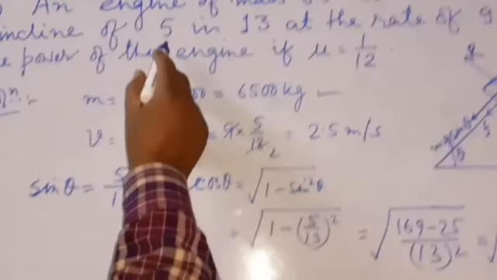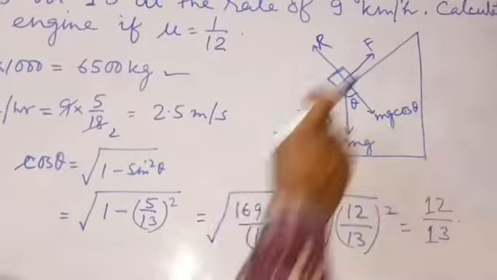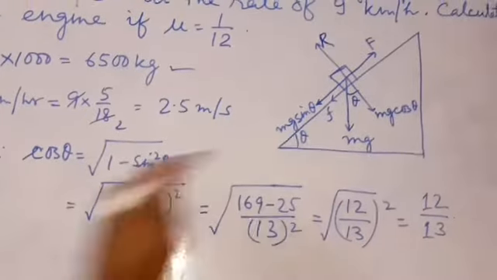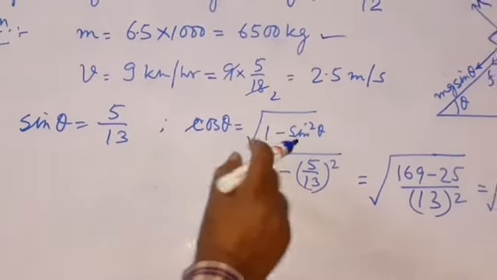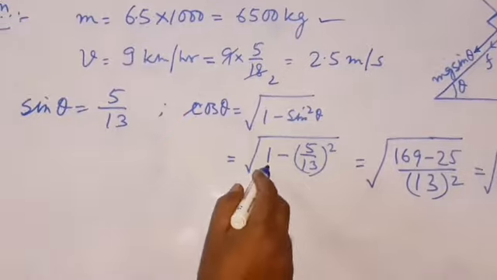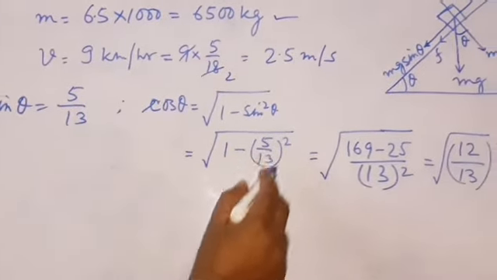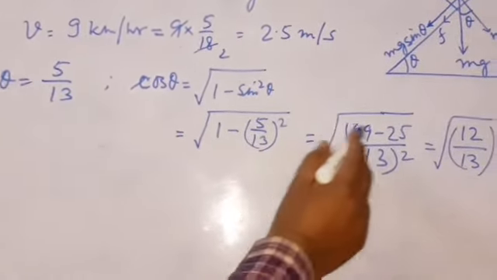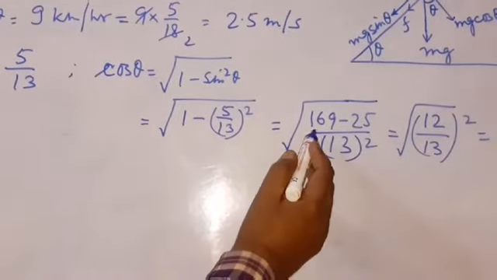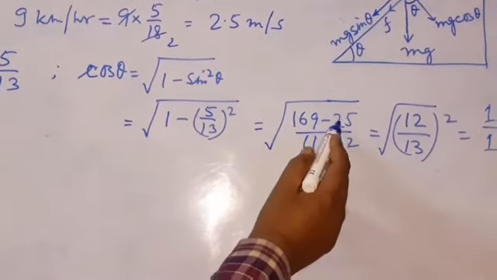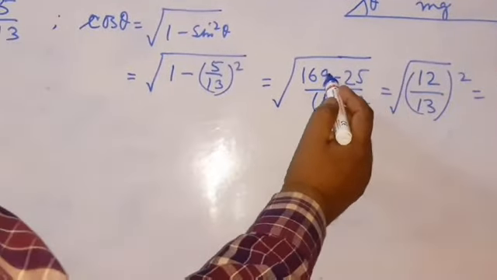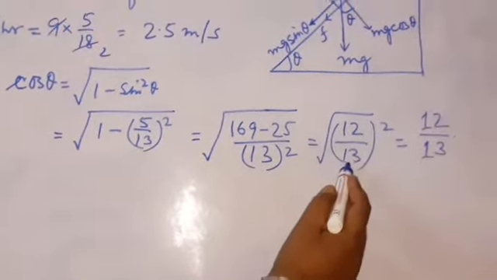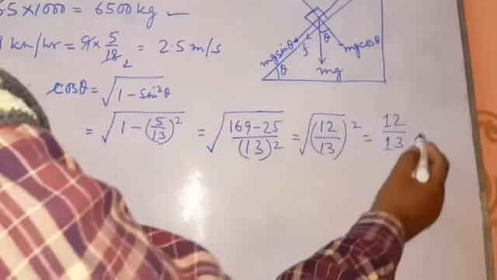And here it is given sin theta equal to 5 by 13. This is 5 and hypotenuse is 13. That means sin theta equal to 5 by 13. So cos theta equal to square root of 1 minus sin square theta, equal to square root of 1 minus (5 by 13) whole square. If we calculate this, it will be 169 minus 25, so 144. So 12 square and here 13 square. Square root, 12 by 13.